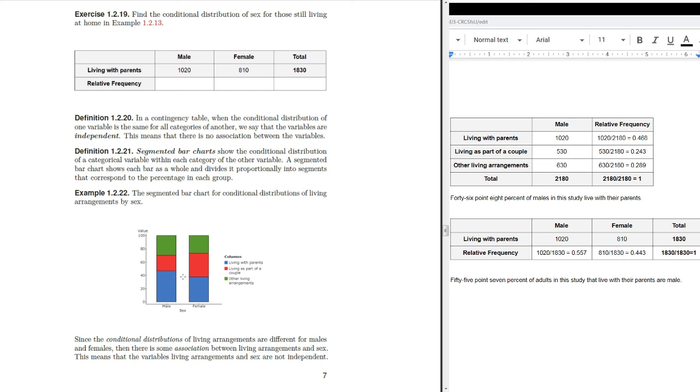Now, because the conditional distributions of living arrangements are different for males and females, this means that there is some association between living arrangements and sex. And this means that the variables are not independent. So as our final question, what would the segmented bar chart look like if these variables were to be independent? I'll leave that as a question for you to think about, and this will conclude our lesson.